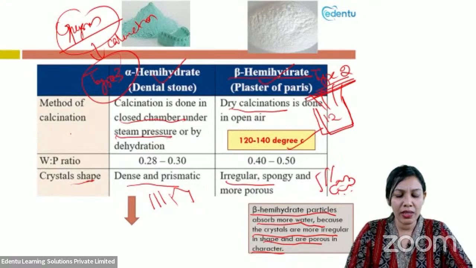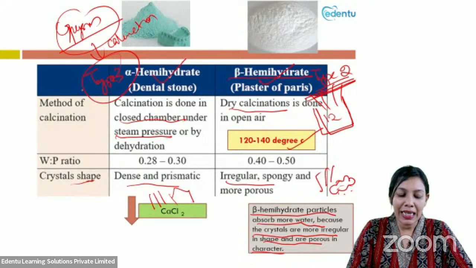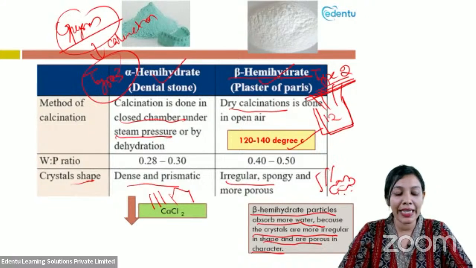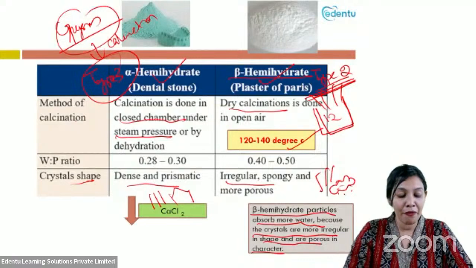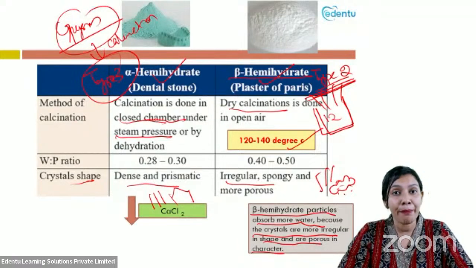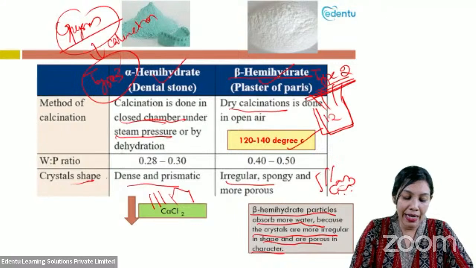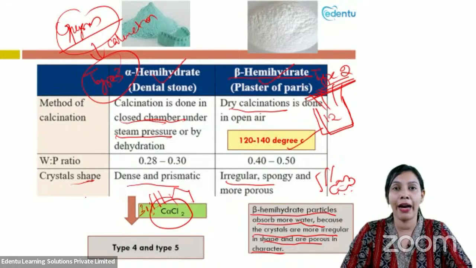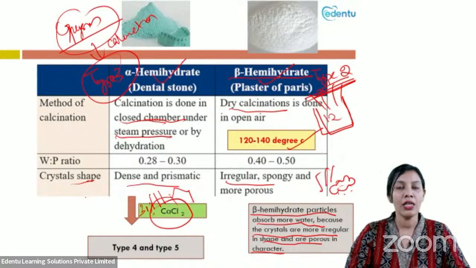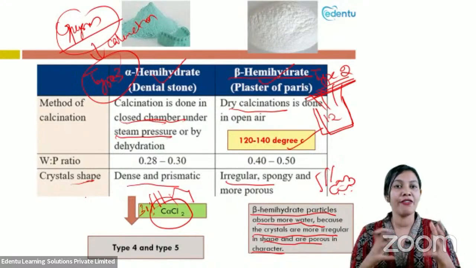Another important thing, so this is about type 2 and type 3. So how are type 4 and type 5 formed? When we do the same procedure which we have done in alpha hemihydrate production, that is the usage of CaSO4.2H2O in a kettle in a closed chamber with a steam pressure, along with the use of 30% CaCl2, it leads to the formation of type 4 and type 5 gypsum product. Understood? So this is the basic mechanism by which the various products are formed.